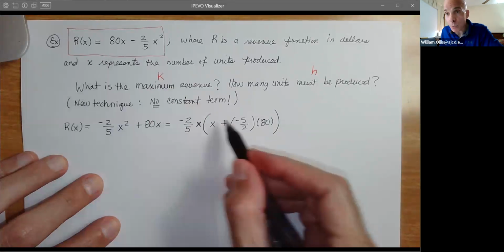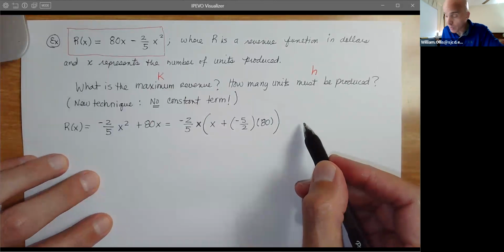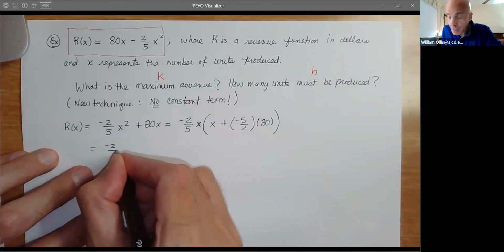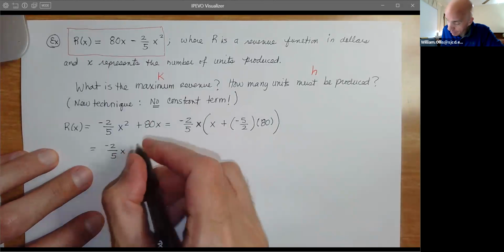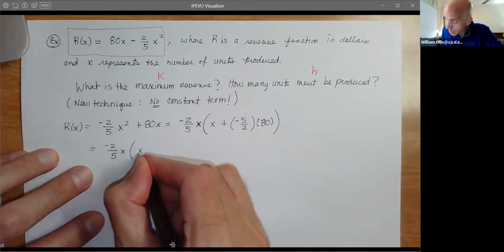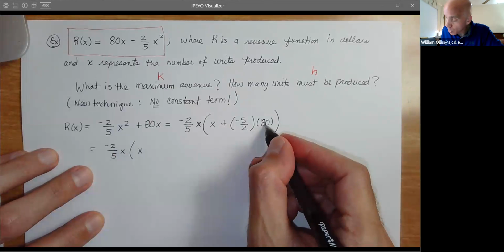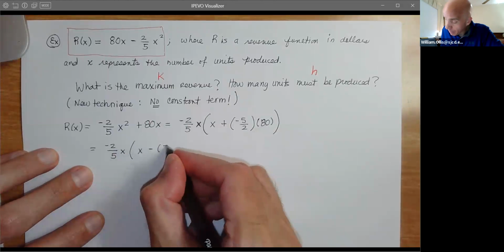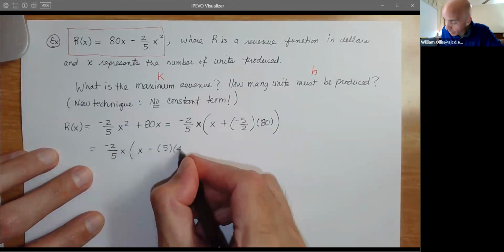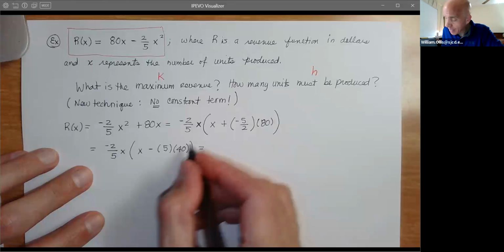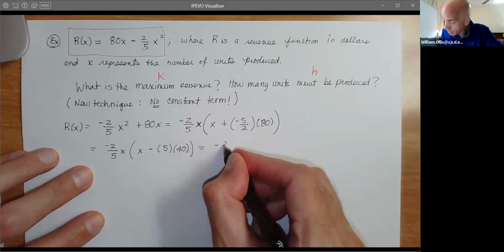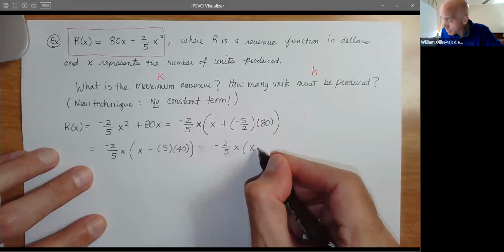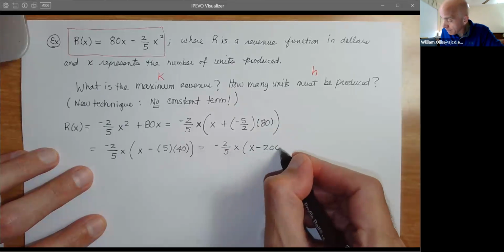So again, we have rewritten. We have not changed the function. So now let's finish. -2/5 x. So now we have x. Now, of course, we'll just divide the 2 into the 80 to give us 40. So we have -5 times 40. And that just gives us a 200. So -2/5 x times x minus 200.